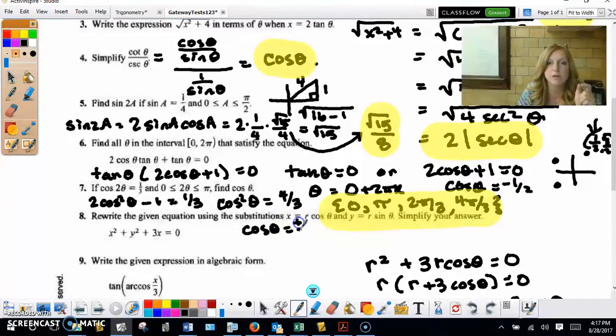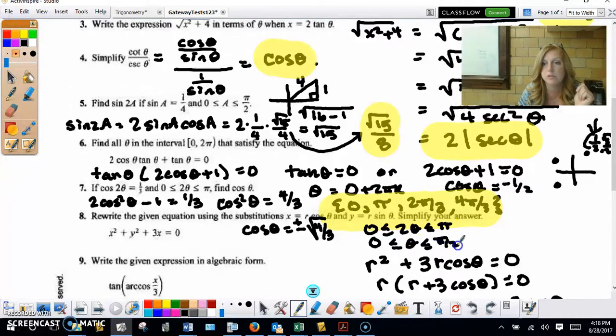Now, technically right now we're at plus or minus the square root of 4/3. What we need to do there is figure out whether I'm plus or minus. You need to come over here and look at the 0 to pi. If 2 theta is in between 0 and pi, theta is in between 0 and pi over 2, which is quadrant 1, which is the positive square root of 4/3, or 2 over square root of 3, or 2 square root of 3 over 3, different versions of that.